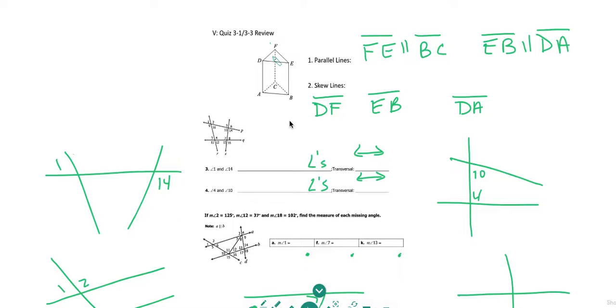The next one we're looking at is DA. So DA is here. Again, we're going to go across the figure and look for lines that would not intersect, not touch, and are going to be in a different plane. So that's going to give us EF, and we could also say BC.